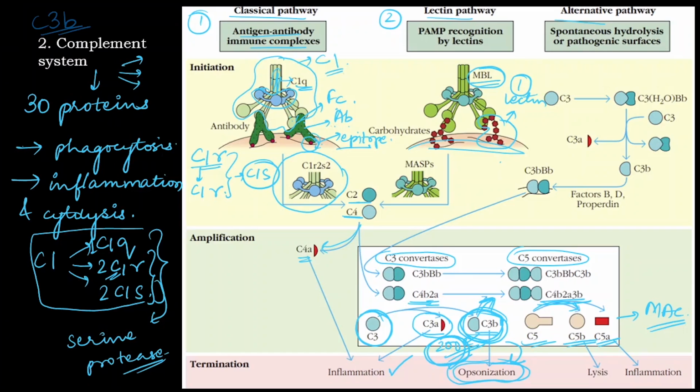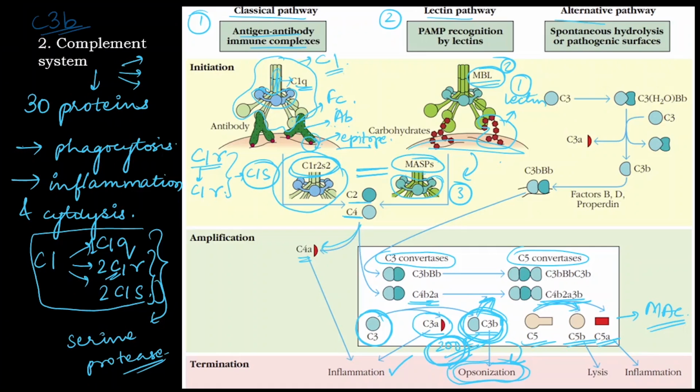lectin. So for binding to the lectin, mannose binding lectin protein will be recruited, and again instead of C1r2s2, which is equivalent to MASPs, MBL associated serine proteases. Again, this is a serine protease only. So instead of C1r2s2, MASPs are present. So this is the third difference. This is the second difference.